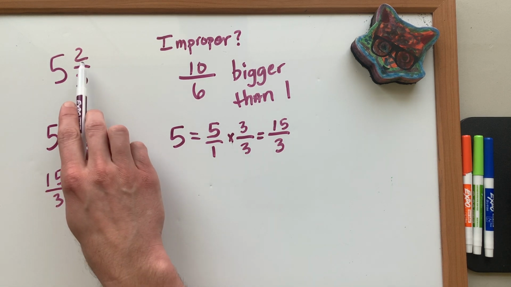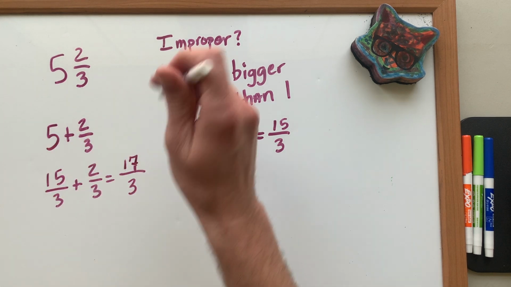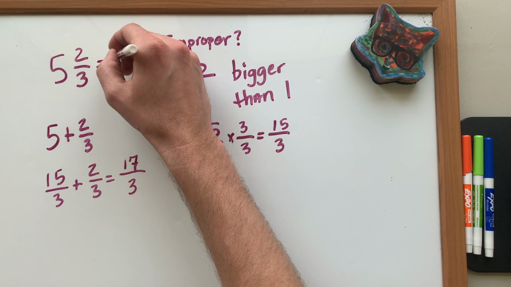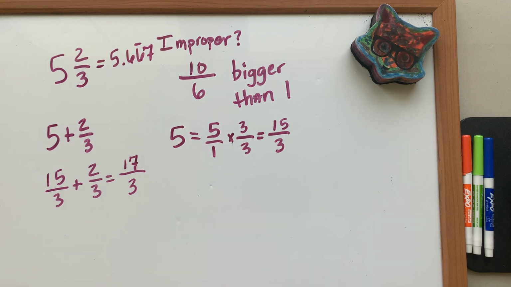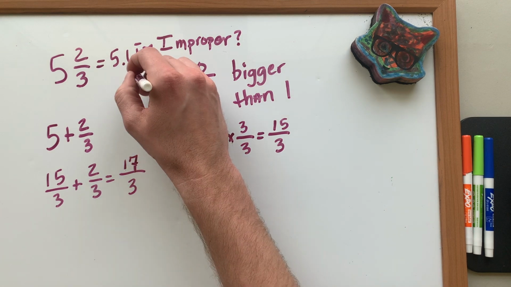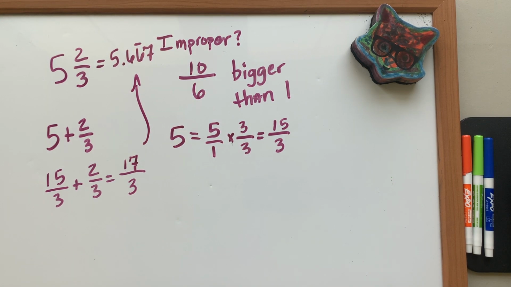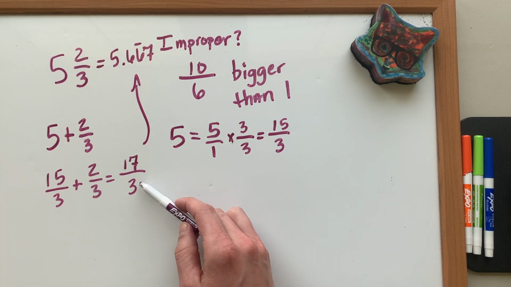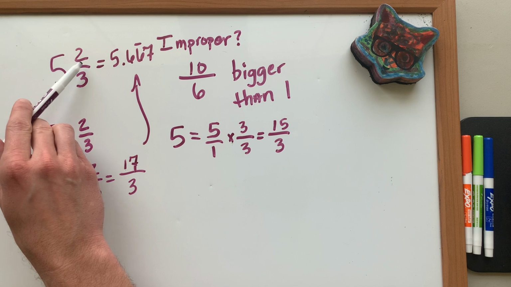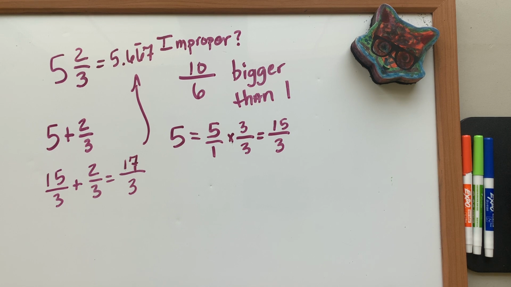Go ahead and take a calculator, type in 2 divided by 3, you'll get a decimal. And then you can add 5, and you should get 5.6 repeating. Maybe it'll end in a 7, something like that. Take a calculator and type in 17 divided by 3, and you should get that same decimal value. So these are equivalent, meaning they have the same calculator value, but they're written in a different form. Mixed number, improper fraction. This is mixed because I have a whole part and a fraction part. This is improper because the numerator is larger than the denominator.